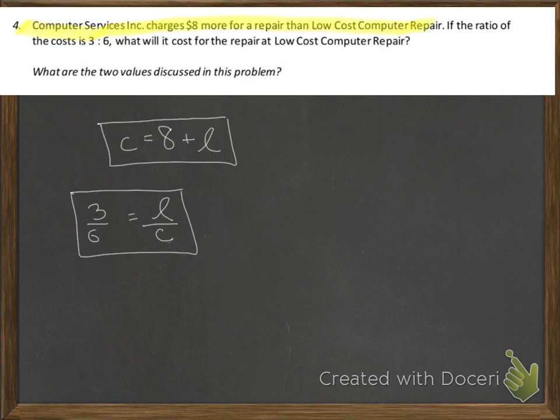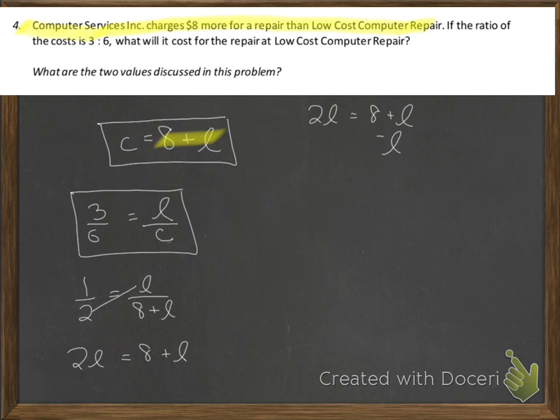So I'm going to solve this the exact same way we did last time. So I'm going to have 3 over 6. If it's okay with you, I would like to just change this to 1 over 2 because it's just silly. So 1 over 2 is equal to L divided by, I'm going to use the property of equality here. C is equal to 8 plus L, so instead of writing C, I'm going to write 8 plus L. And then, as always, we can cross multiply and solve. So we have 2 times L is 2L is equal to 8 plus L.